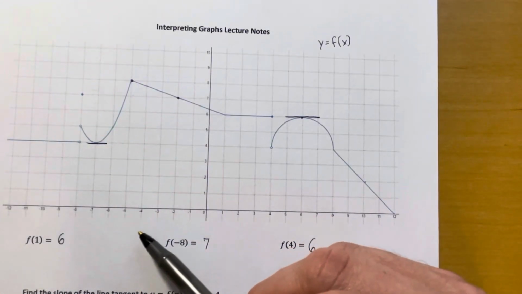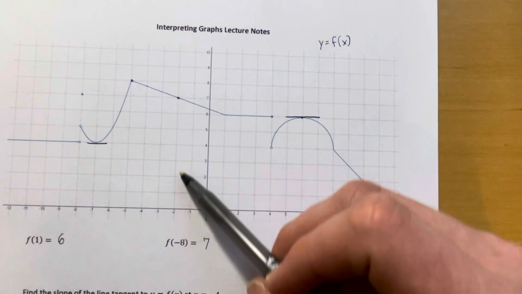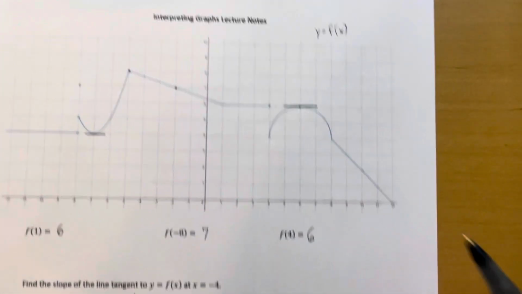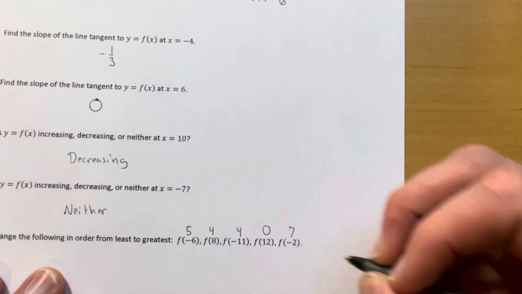F of -2. Where is f of -2? Well, here's -2. Follow that up to your function. We had drawn a point there previously. I got a 7 out of that. That looks like it's the largest value.